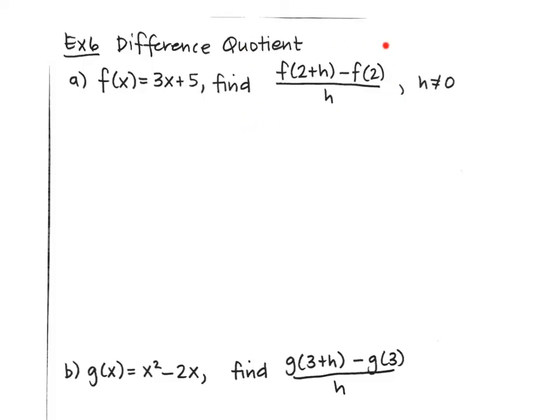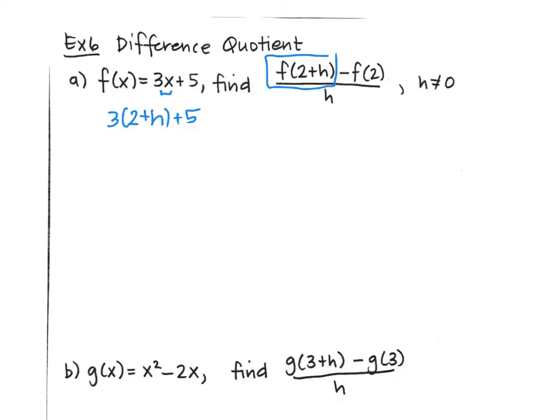f of 2, the entire thing over h. They are giving you the specification that h is not equal to 0. That's just because the denominator can't be equal to 0. It does not affect how you do the problem. Okay, so I want to evaluate f of 2 plus h minus f of 2. So let's start with f of 2 plus h. Okay, so I'm going to take the 2 plus h and plug it into the f function where the x is. So that's going to be 3 times 2 plus h plus 5. All I did was plug 2 plus h into the f function.